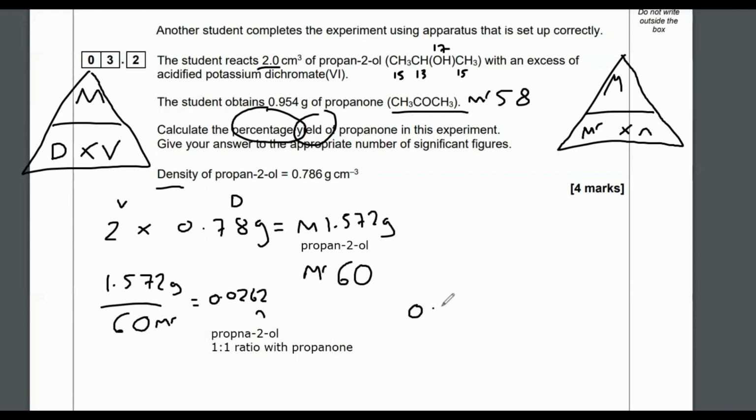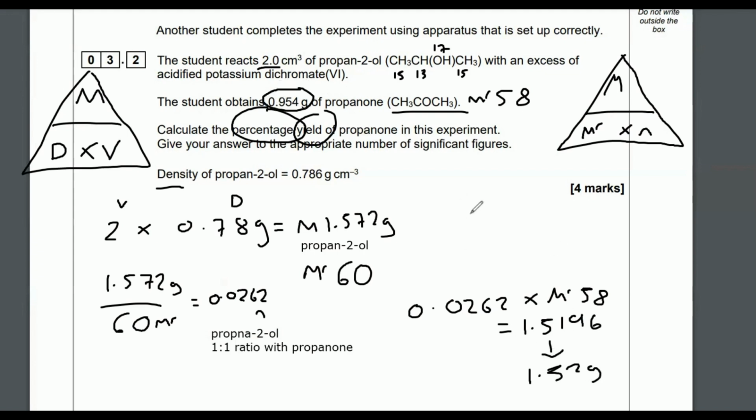Let's multiply that 0.0262 by the MR of propanone, and if we add up the MR of propanone, we've got 15 each for the 2 CH3s, so that is 30, and then we've got 16 and 12 for the CO bond, that's 28, so the 58 is the MR. 0.0262 times 58 is 1.5196. I could round that if I like to 1.52 grams, or you could just leave it in your calculator as it is, totally cool.